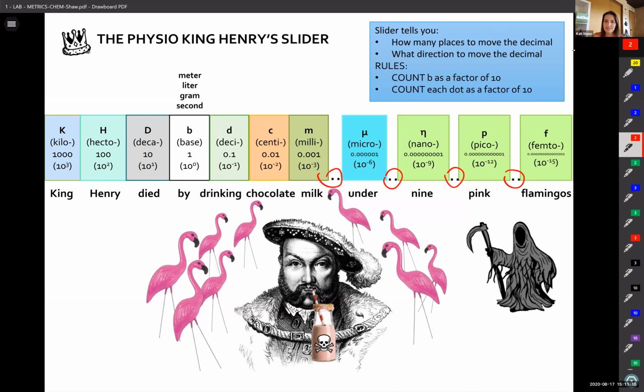The metric system here jumps from hundreds to thousands, a thousand-fold difference. 10 times 10, and then our next unit of 10, right? 10 times 10 times 10, thousand-fold difference. So we account for that with these space holders here. Rather than using unit in our King-Henry slider, we're going to use base just for consistency. So died by drinking rather than died unexpectedly.